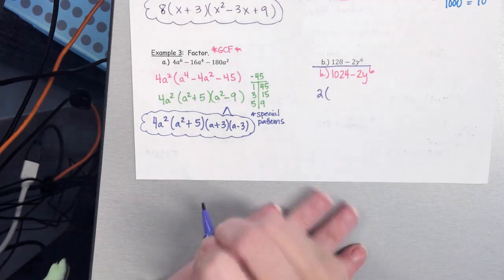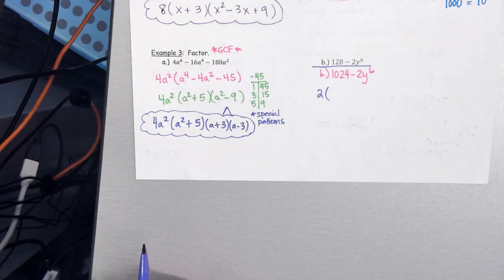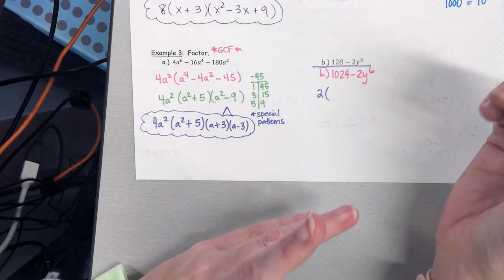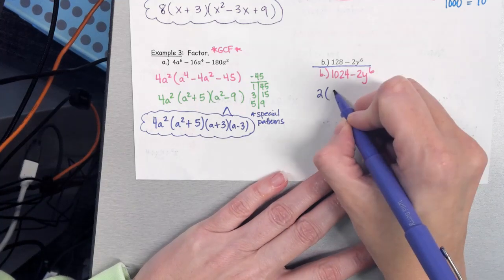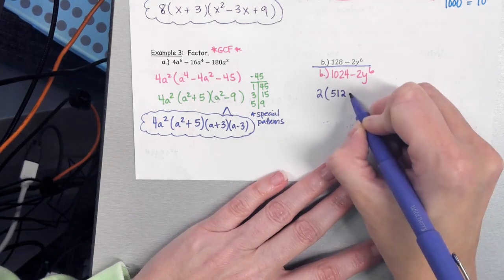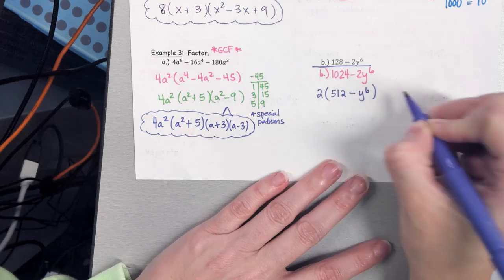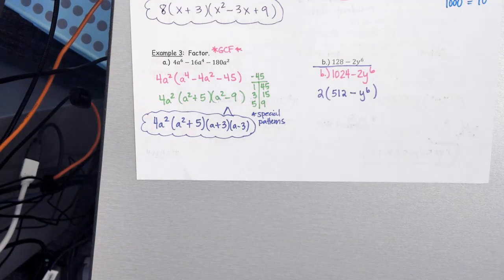So when you're cutting something in half like this, you don't need your calculator. What's half of 1,000? 500. Yep, half of 24 is 12. So 512 minus y to the 6. Now this one is a little bit different because we have y to the 6th.